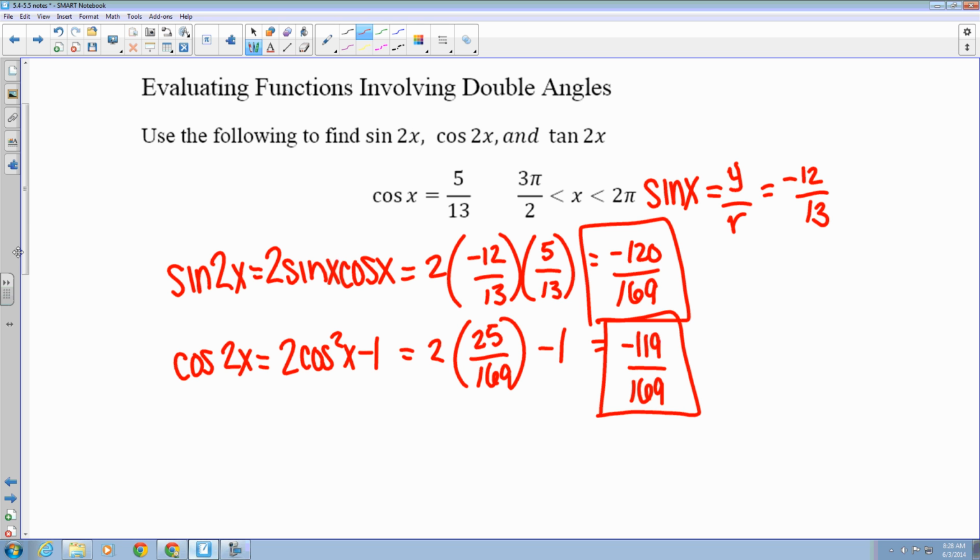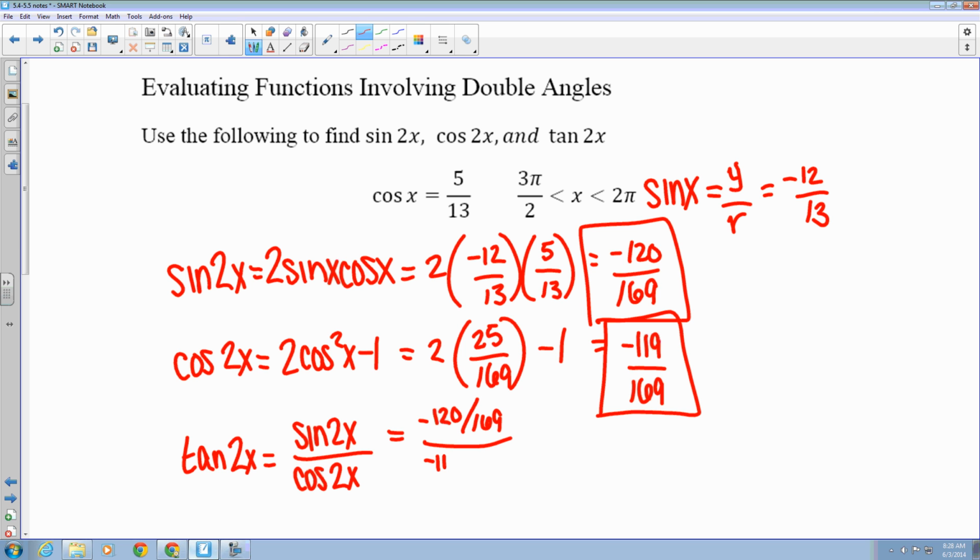And tangent, I could go through and find the tangent using the double angle formula, but I can also just divide these two. I know that tangent is sine over cosine, so I can divide negative 120 over 169 by negative 119 over 169. And I will get positive 120 over 119.